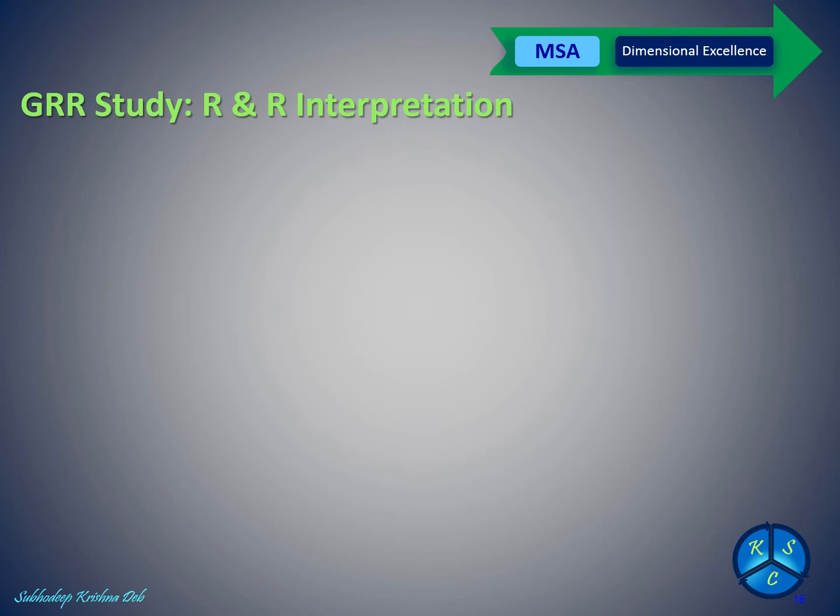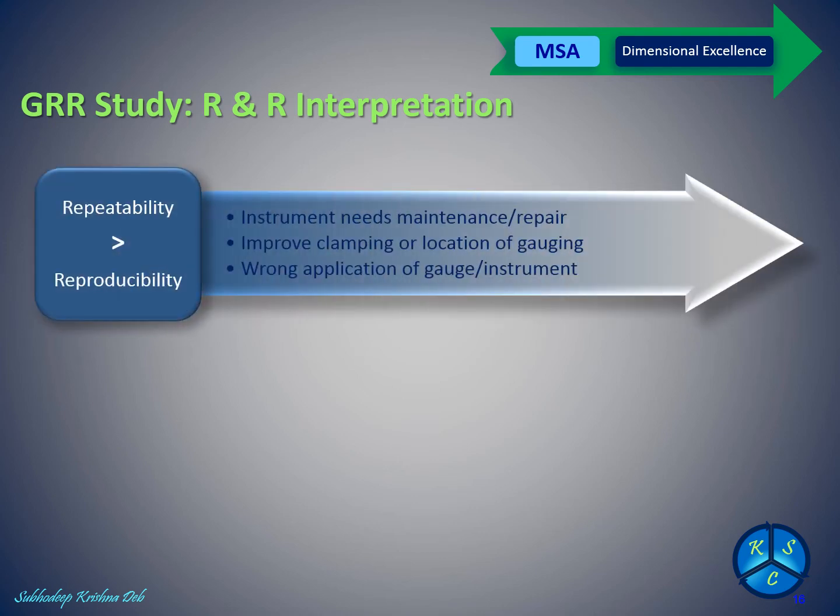Now what are the interpretations of R&R, repeatability and reproducibility? If repeatability is more than reproducibility, that is, EV, equipment variation, is more than the appraiser variation, it is clearly understood that some actions need to be taken on the equipment. What improvement is needed? Maintenance or repair. Maybe we are not using the correct equipment, instrument or gauge, whatever it is, and we should also improve the clamping or location of gauging to get a standard process and reduce the equipment variation or the gauge variation.